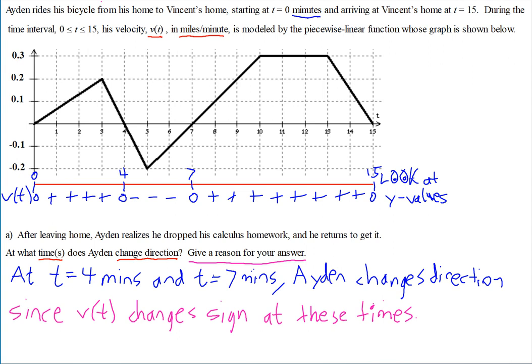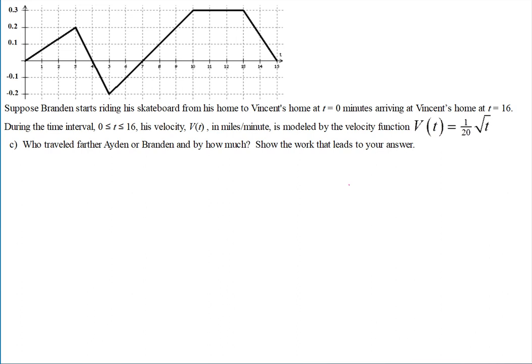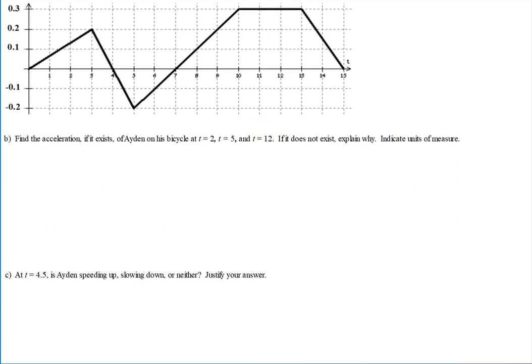All right, and then for part B, sorry, I skipped a page there. It says, find the acceleration, if it exists, of Aiden on his bicycle at these 3 times, 2, 5, and 12. So remember, to go from velocity to acceleration, we take the derivative. Remember, graphically, the derivative is the slope. So for acceleration, we look at the slope of velocity, since we have the graph of it, at these specific times.